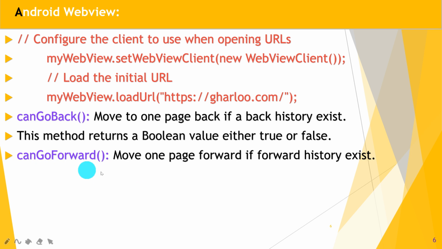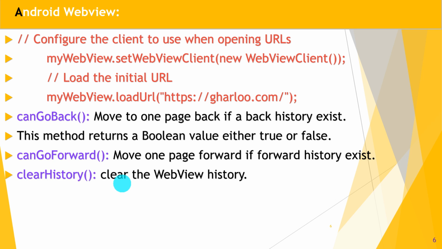canGoForward. This method moves one page forward if forward history exists. The condition is that if forward history exists in your browser, then and only then this method returns true, otherwise it returns false. As well, if we want to clear all the history related to that web, then clearHistory. This method clears the WebView history from your browser. Guys, hope you understand these methods. Great. So now it's time to move to your Android Studio.